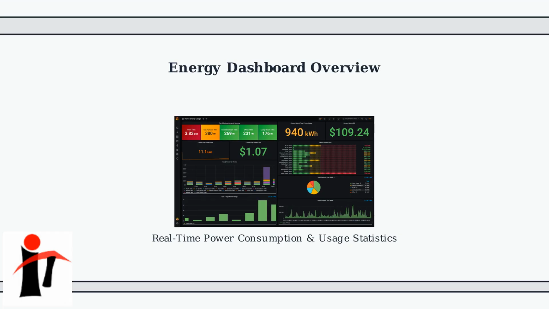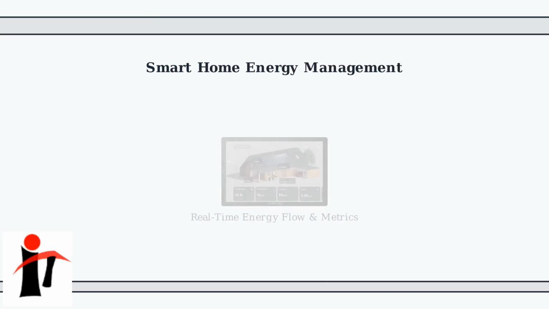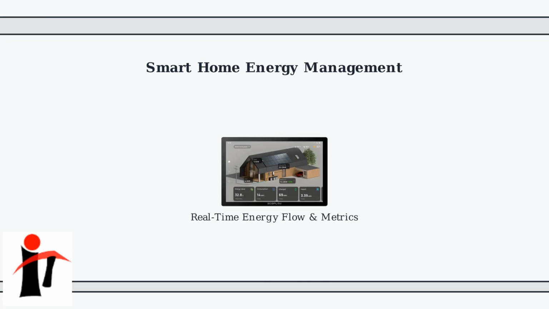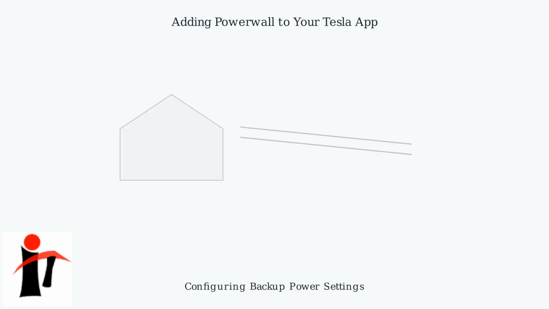The Energy dashboard displays real-time information, including power consumption, device usage, and historical trends. Use this to monitor and optimize your energy habits. View your smart home energy management interface, showing solar generation, grid usage, battery status, and other key metrics for comprehensive monitoring. Powerwall automatically switches to battery power during outages, typically within seconds.